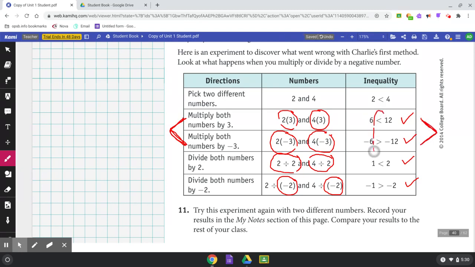They flipped. So when you multiply by a negative number, you flip the inequality symbol. And then the same thing for dividing. What happens when we divide by a negative number? We flip the inequality. If you leave the inequality alone when you multiply or divide by a negative number, you're going to get a false statement. So when you multiply or divide by a negative number, you flip the inequality symbol.